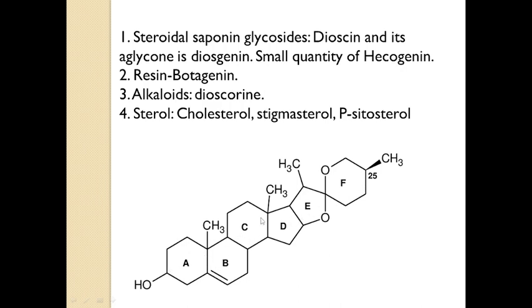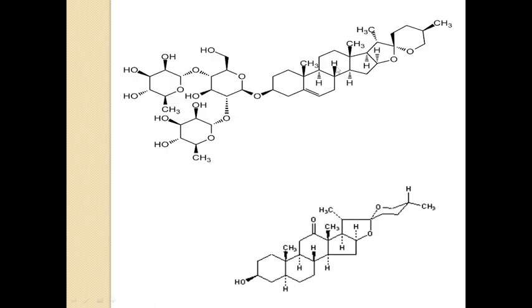You can see here six hexacyclic rings are there. It is a hexacyclic structure having an OH group at the third position, a double bond at the fifth and sixth position, and at the 25th position there will be R configuration. Now this one is the structure of dioscin. You can see here this one is the structure of dioscin.